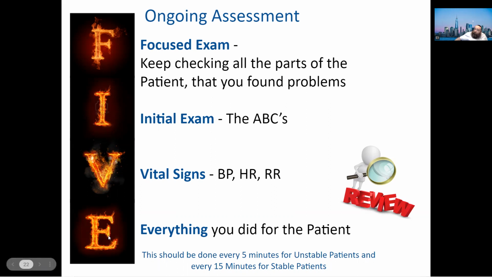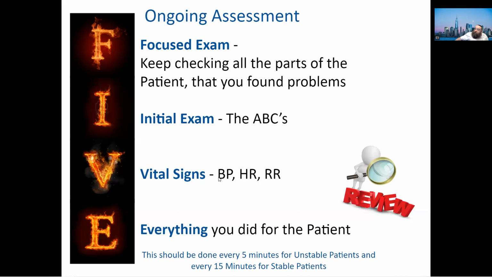The acronym is 5, and it's done every 5 minutes because your patient will be unstable. You will do a focused exam. What does that mean? That means any way you found a problem on the patient, you need to keep an eye on it. You need to recheck it every 5 minutes. The initial exam is the primary assessment, which is going to be the ABCs. You'll repeat everything I show you every 5 minutes.